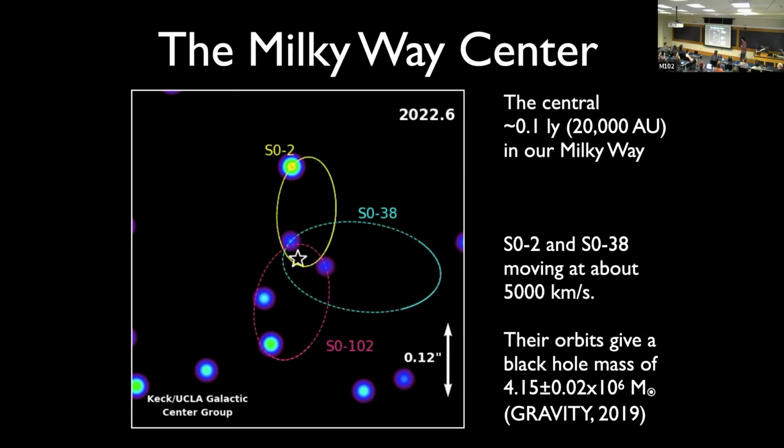in our Milky Way. And so this is a pretty typical setup. We have these dense star clusters, and at their centers, we have massive black holes. And those are what I'm going to be talking about for the rest of the talk.